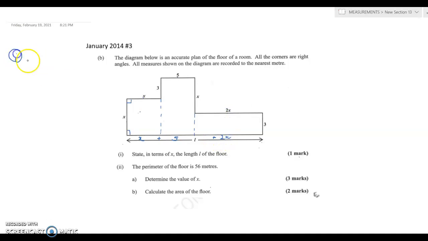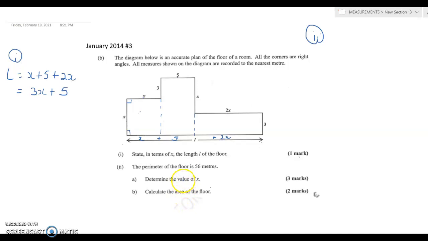So for part 1, the length would be x plus 5 plus 2x. And that is what? x plus 2x is 3x plus 5. Right? Good. They went on to say, let's do part 2 now. The perimeter of the floor is 56 meters. You want to find the value of x, then you want to find the area.